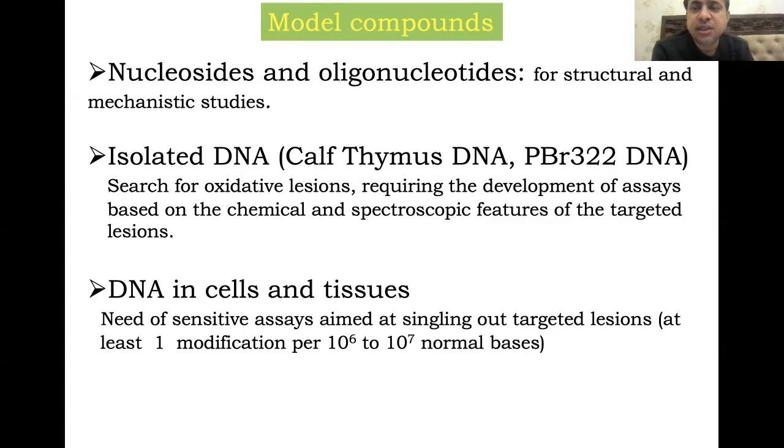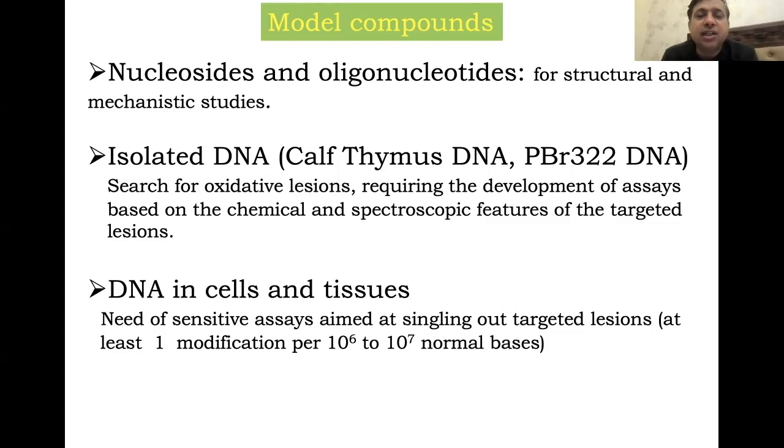But the other thing which I personally like, because I'm a spectroscopist, is isolated DNA structures, for example DNA from calf thymus, or plasmid DNA, which is of bacterial origin. These kinds of DNA are easy to handle. Whatever scenario you like, you can generate damage in DNA, with and without the drug of your choice, and then you see whether the DNA is undergoing any kind of damage or not.